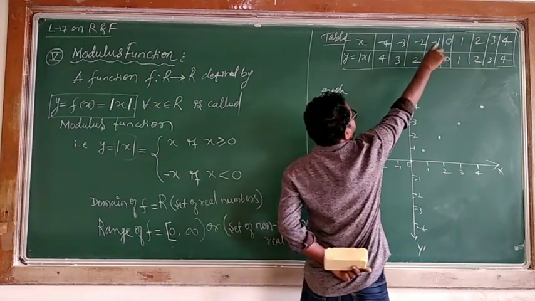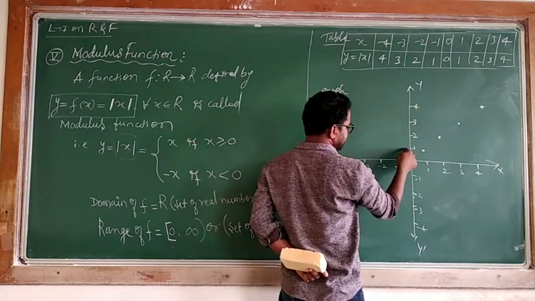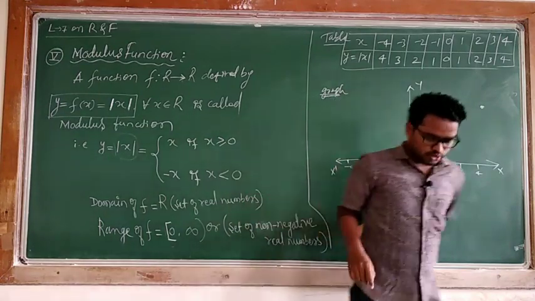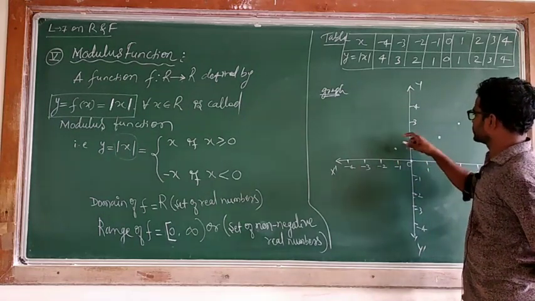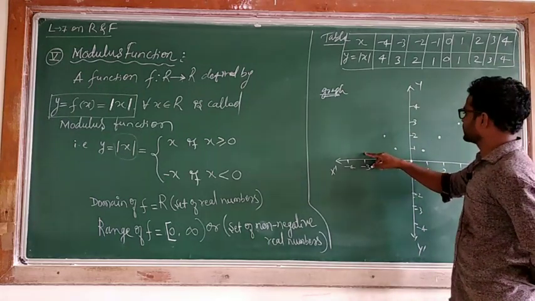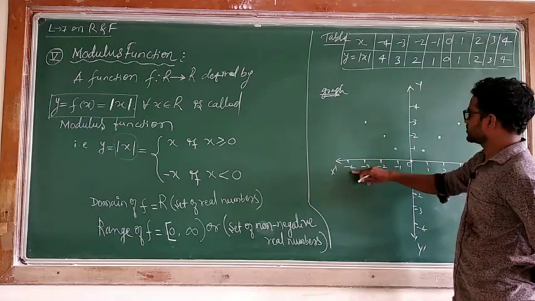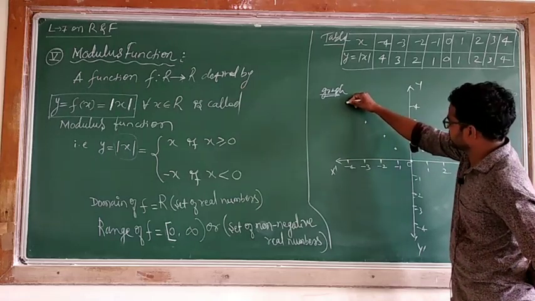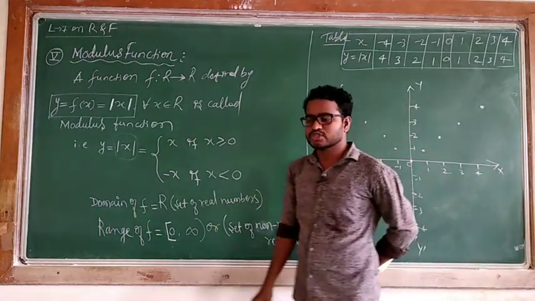X is minus 1, y is plus 1, which means above the axis. X is minus 2, y is plus 2. X is minus 3, y is plus 3. X is minus 4, y is plus 4. So what I will get are the corresponding points. Join these points by using a straight line.